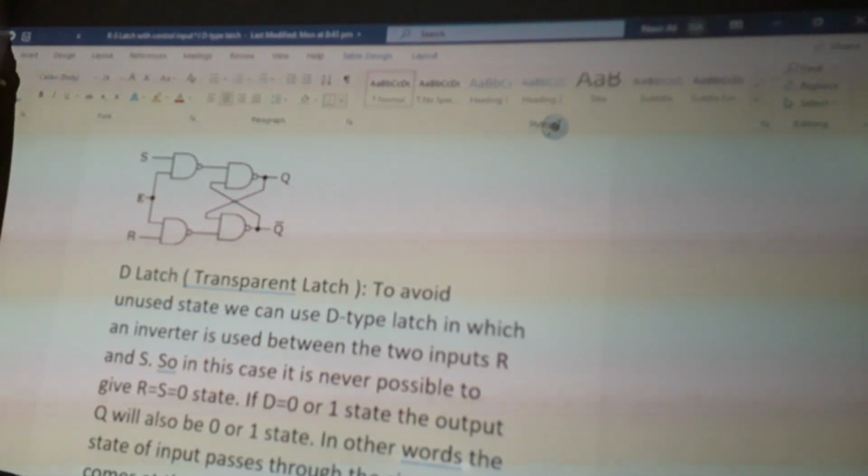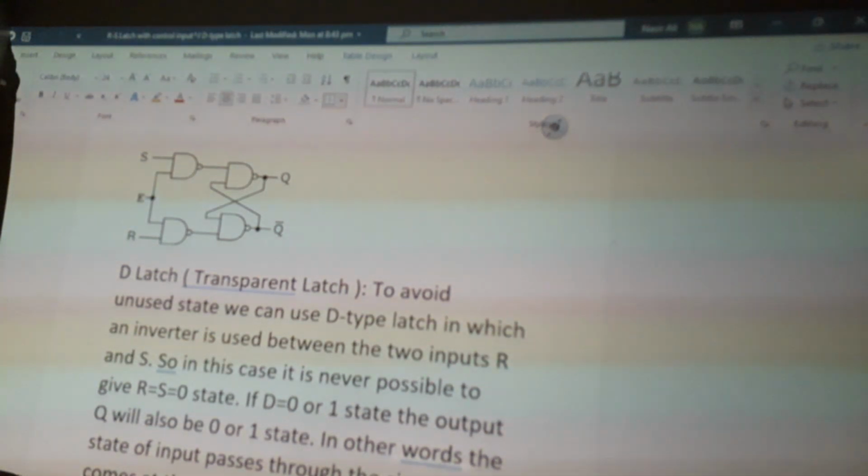And if one state is given to E, then both these NAND gates on the left side become enabled, and therefore the state given to S and R will be passed through these gates, and then according to the state of S and R, the circuit sets its output state.